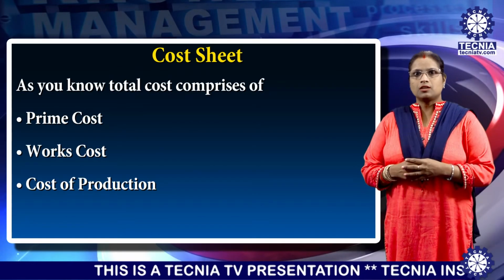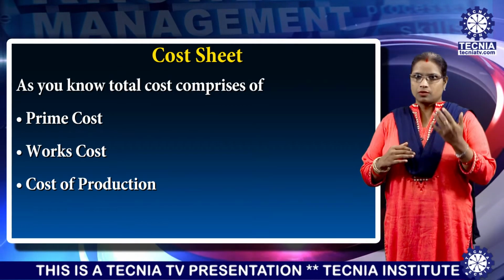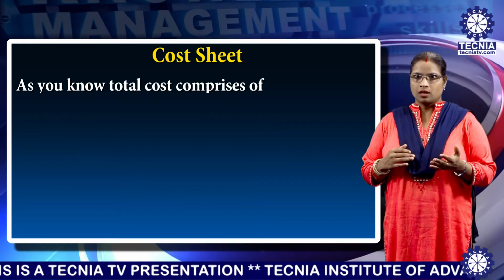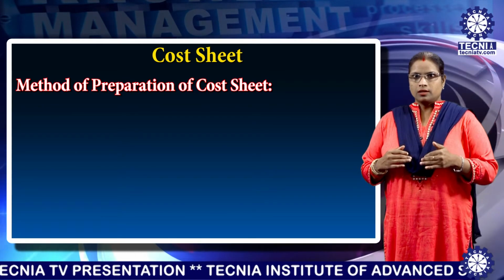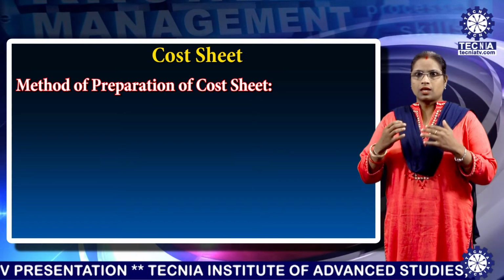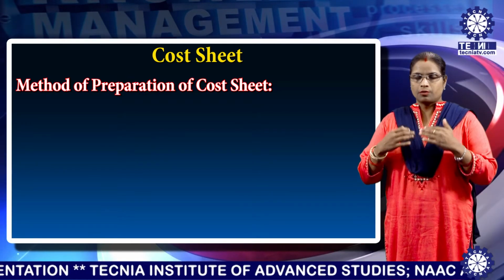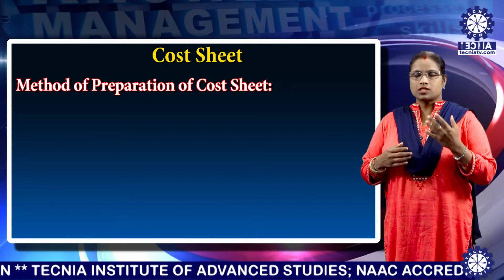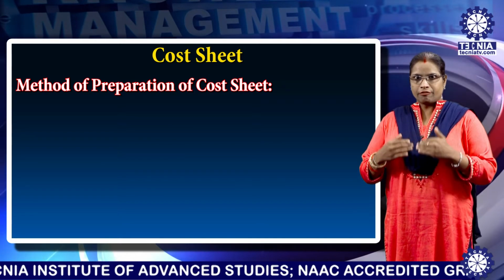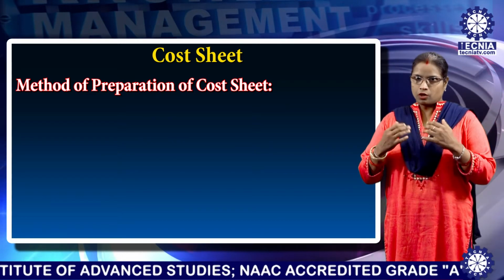As you know, total cost comprises prime cost, work cost and cost of production. Now, we will learn the steps followed for computing total cost and the method of preparation of a cost sheet. I am going to discuss one by one each and every step of preparation of the cost sheet.